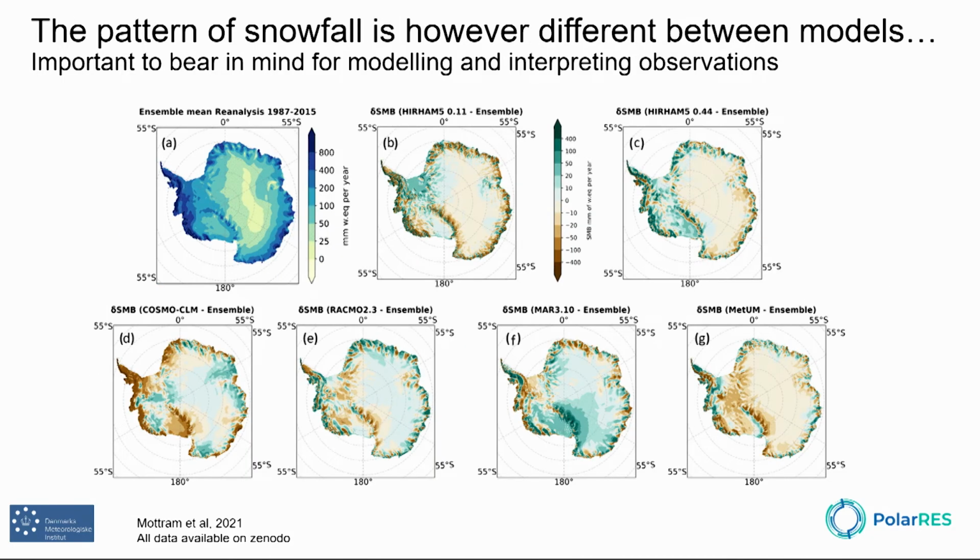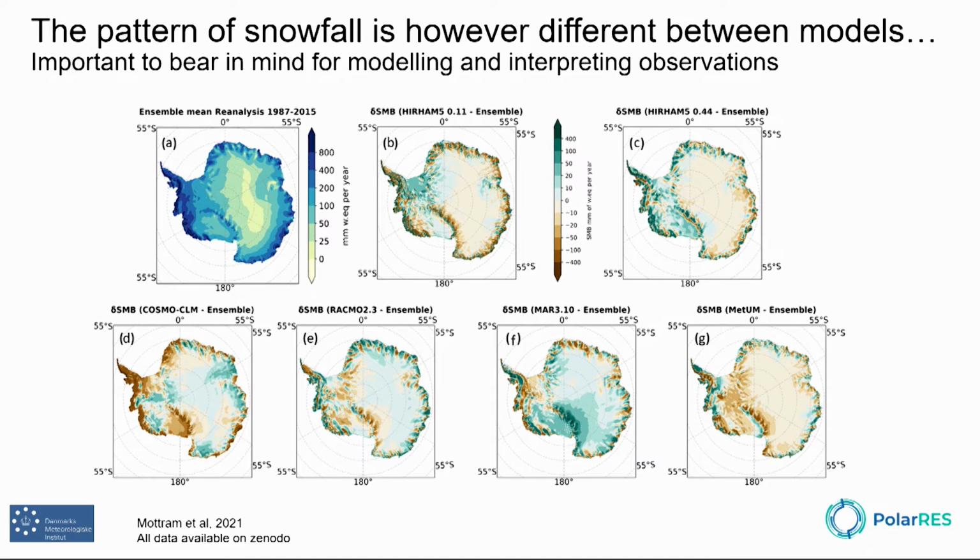Yeah, so bear in mind, I showed the number integrated over the whole continent before. Here is the ensemble mean of all of these numbers. I think it's really important to bear in mind that these models are putting the snow in different places. So here is MAR and here is RACMO, two very widely used models in Antarctica. MAR has a lot more snow around the Transantarctic mountains and out here, where RACMO is rather dry.